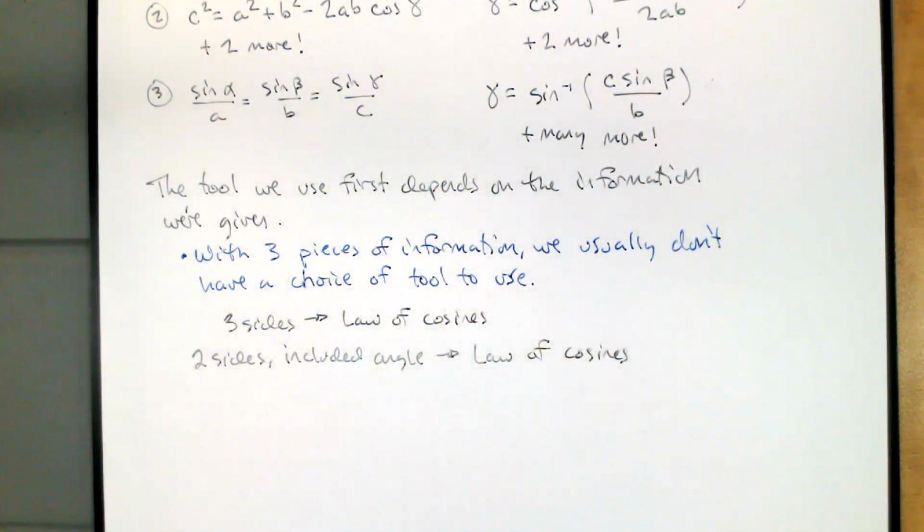If you have 2 sides and the one angle that you're given is the included angle, this will be like the 3 sides where you have a full set. 3 sides is A, B, and C. 2 sides and the included angle would be side A, side B, and angle gamma, or side A, side C, and angle beta, or side B, side C, and angle alpha. There's an A, there's a B, and there's a C.